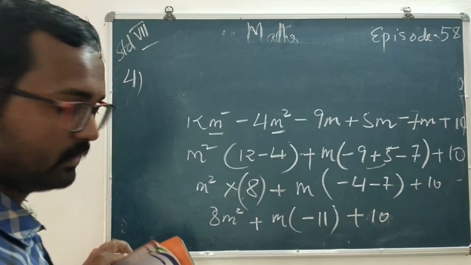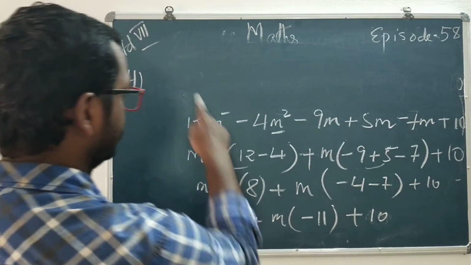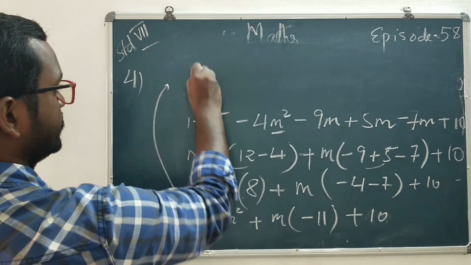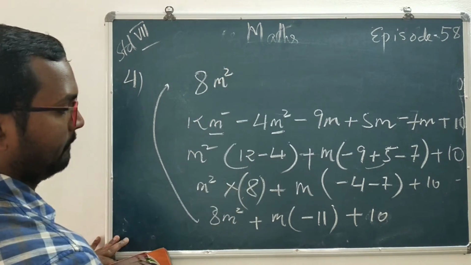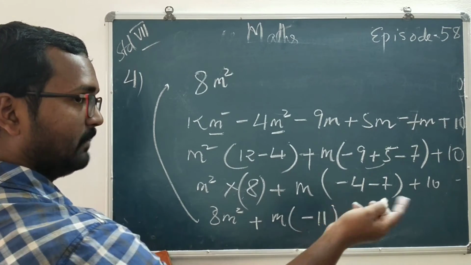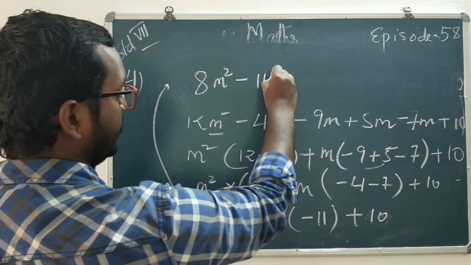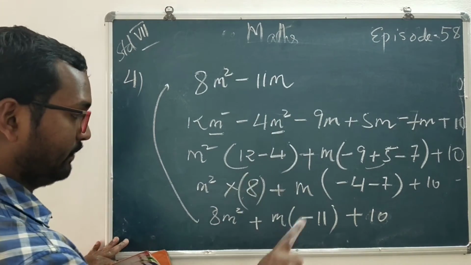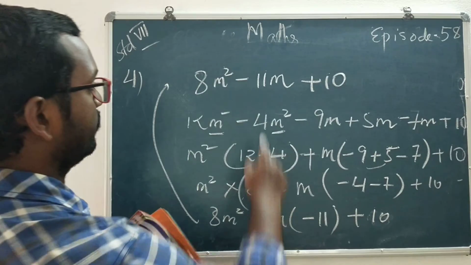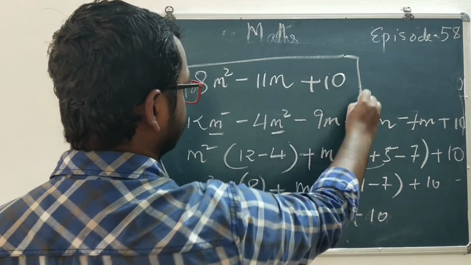Let me rub here, it's a very small board, so I'll write here. So here I got 8m square, and m into minus 11. So this minus 11 will come out and becomes minus 11m plus 10. So I think we have got our answer. This is our answer.